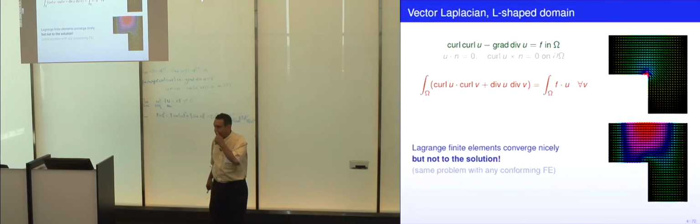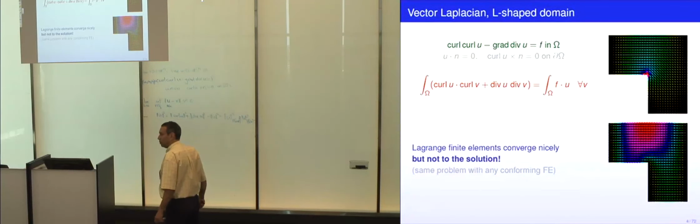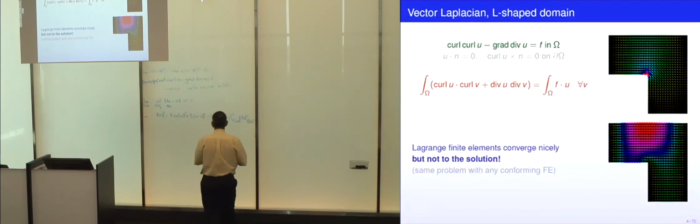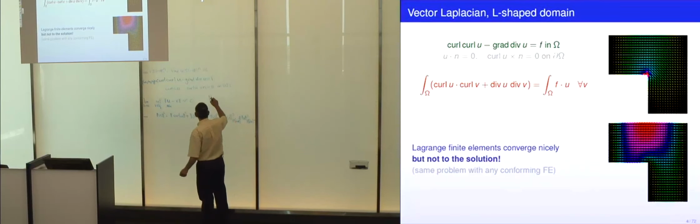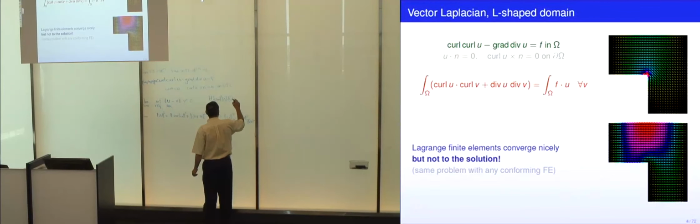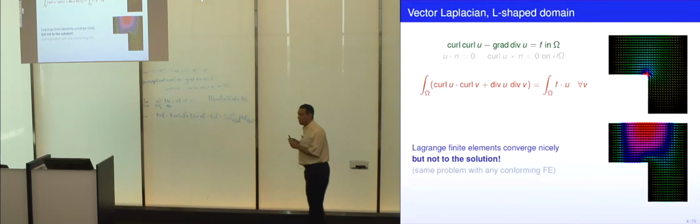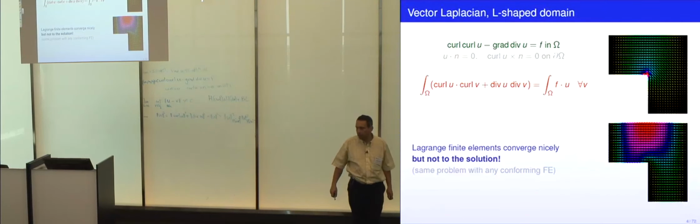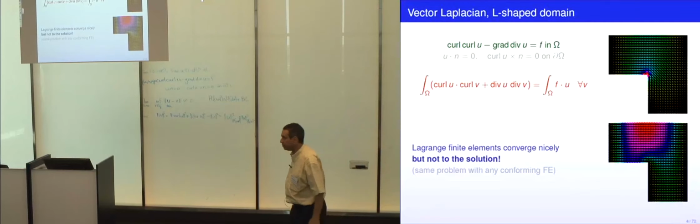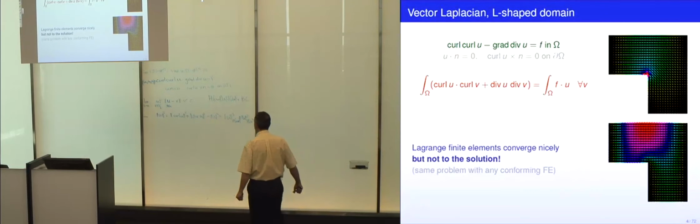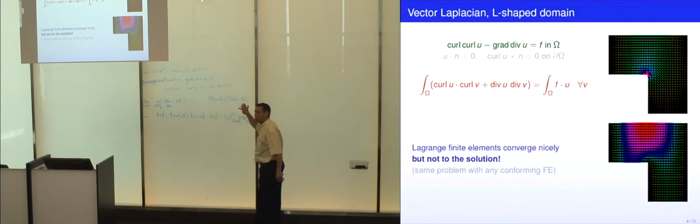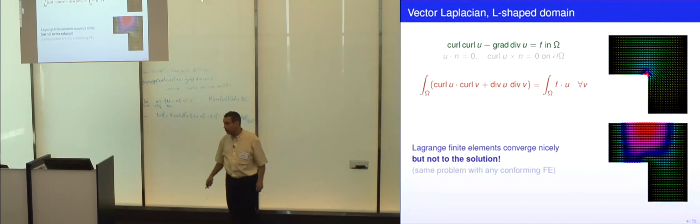So we need different finite elements. What's the problem here? The problem is this space, H curl intersect H div plus boundary conditions. This is not an easy space to deal with finite elements, unlike the Sobolev space H1. On a smooth domain, this is equal to H1 plus boundary conditions. But on a domain with a reentrant corner, it's not.